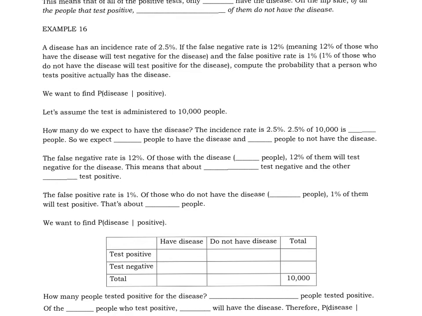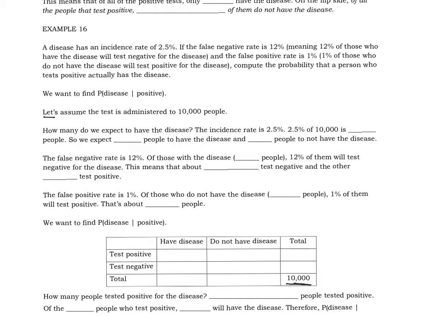Probability, example 16. A disease has an incidence rate of 2.5%. So let's just take a moment and think what we will do with that. It says down here, let's assume the test is administered to 10,000 people, and we see that down here in the chart.